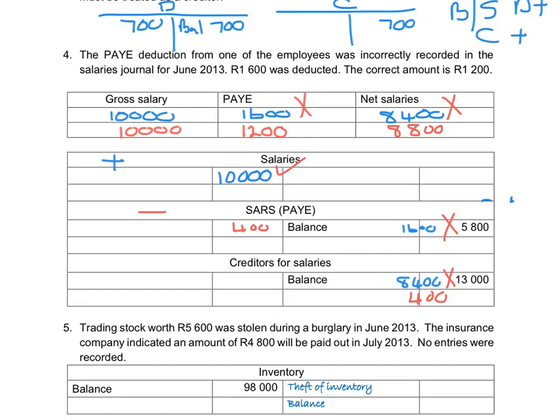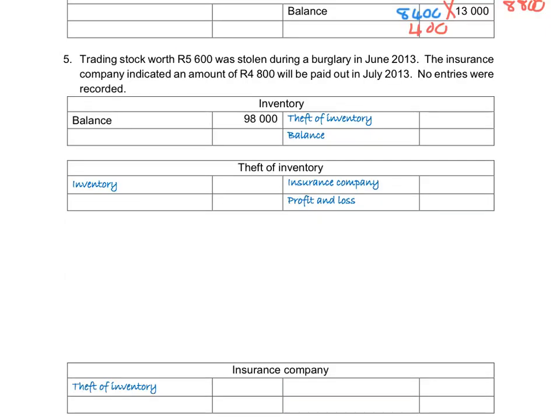There is no effect on the income statement, but when we do the balance sheet, I will show that SARS will be the 1,600 minus the 400. So in the balance sheet, I will show the liability as 1,200. Creditors for salaries, I will show as 8,800, the liability. Trading stock with a cost price of 5,600 was stolen during June.